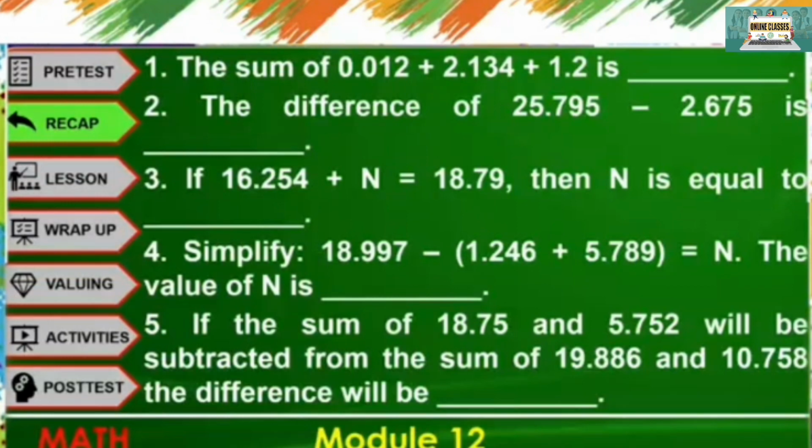4. Simplify. 18 and 997 thousandths minus the quantity of 1 and 246 thousandths plus 5 and 789 thousandths is equal to n. The value of n is blank. Number 5. If the sum of 18 and 75 hundredths and 5 and 752 thousandths will be subtracted from the sum of 19 and 886 thousandths and 10 and 758 thousandths, the difference will be blank.